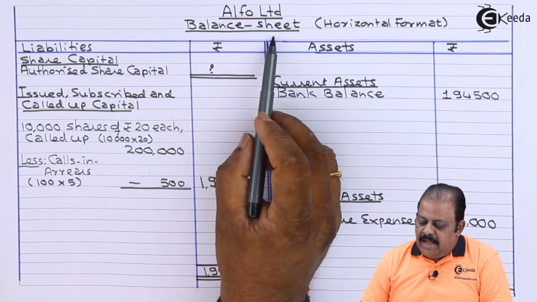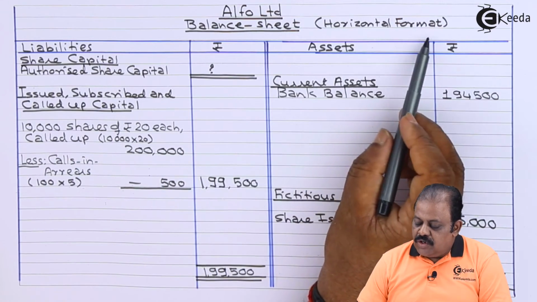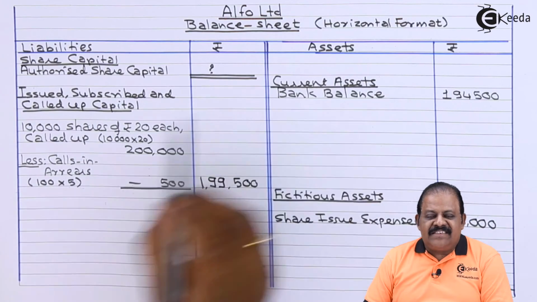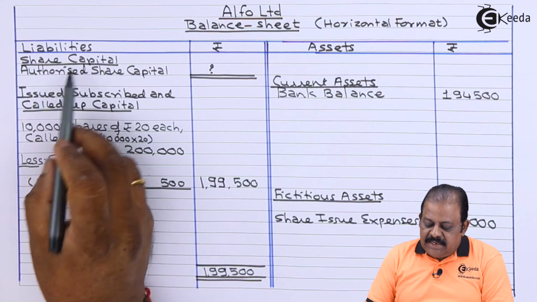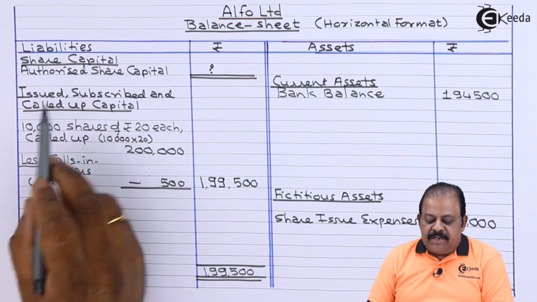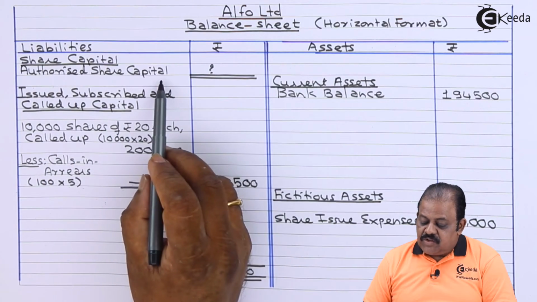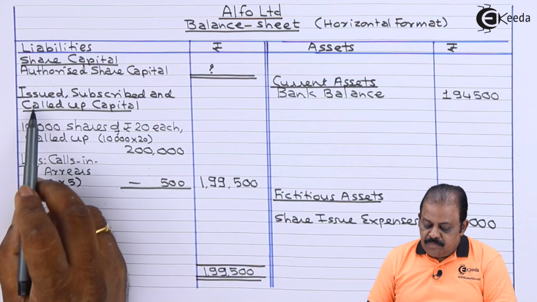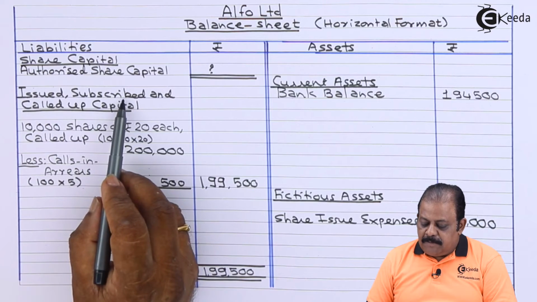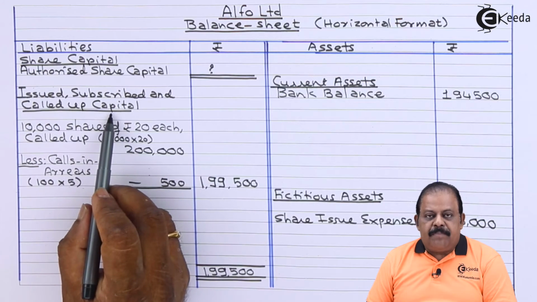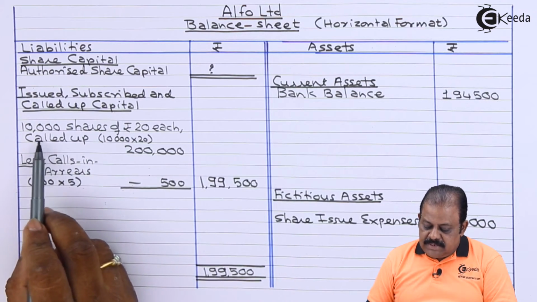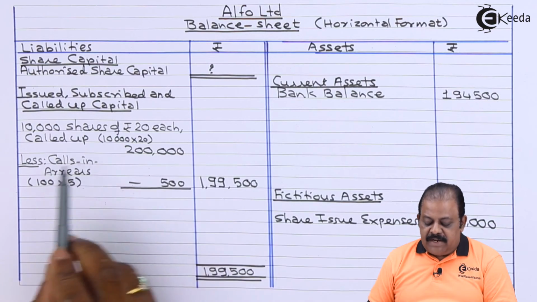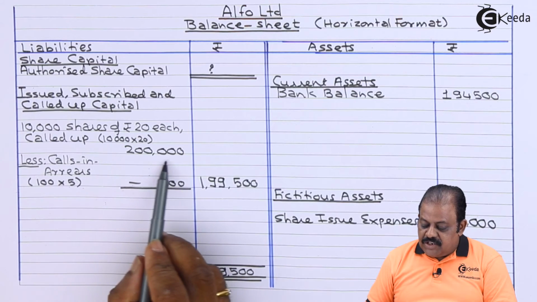Alpha Limited balance sheet in horizontal format. Liabilities, assets. On the liability side, the first item is share capital. Authorized share capital is not given, so we have put a question mark over here. Issued, subscribed and called up capital: 10,000 shares of rupees 20 each. All calls are made, so called up capital is 2 lakhs.